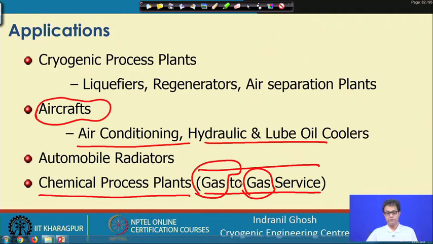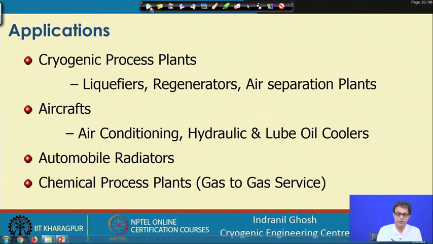And moreover, as you can understand from the construction of this kind of plate fin type heat exchanger, you probably cannot go for very high pressure. When the process streams are of very high pressure, we cannot really recommend the use of these plate fin type heat exchangers. It is at moderate to low pressure that these exchangers are of very good use.